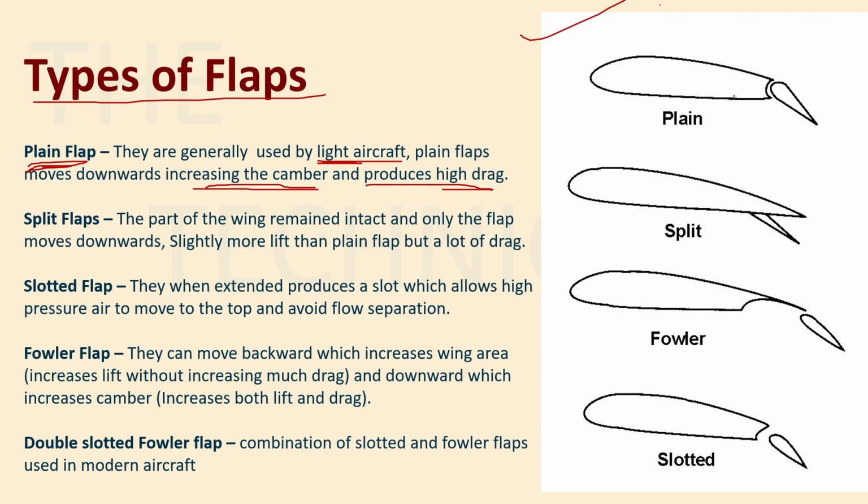All right. So the next type of flap is your split flap. Split flap is something in which the wing remains intact and only the flap surface moves downward. Unlike your plain flap, where the complete wing surface moves downward, here in the split flap you can see that the wing surface is still intact. It has not moved, only the flap surface has moved downward, right?